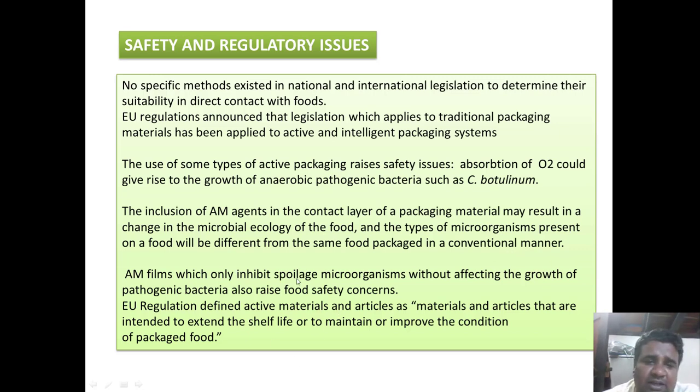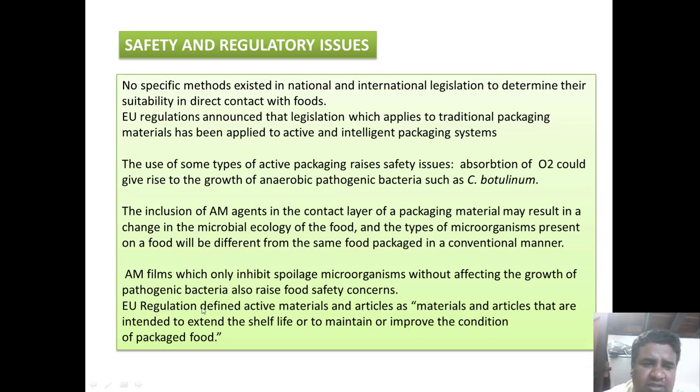Antimicrobial films which only inhibit the spoilage microorganisms without affecting the growth of pathogenic bacteria also raise food safety concerns. Means antimicrobial films can inhibit the spoilage microorganisms, but they fail to act on some pathogenic bacteria. What about these pathogenic bacteria? How can we control them?